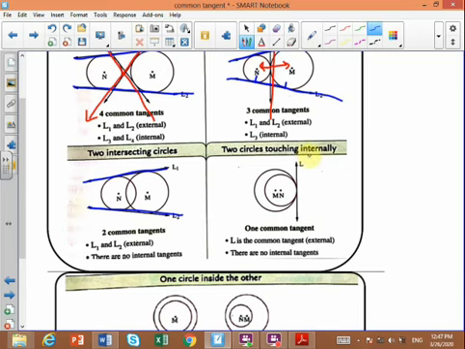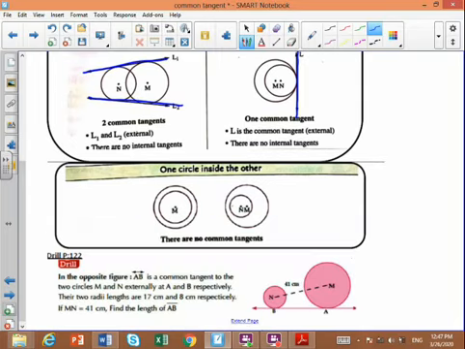If the two circles touching internally, so you'll have only one common tangent, because you cannot draw it here because it will be only tangent for the bigger circle. So this tangent, the two circles are on one side, so only one common tangent, which is external common tangent, and there is no internal tangents. If one circle is inside the other, maybe it's concentric, maybe not, so there is no common tangents for these two positions of the two circles.